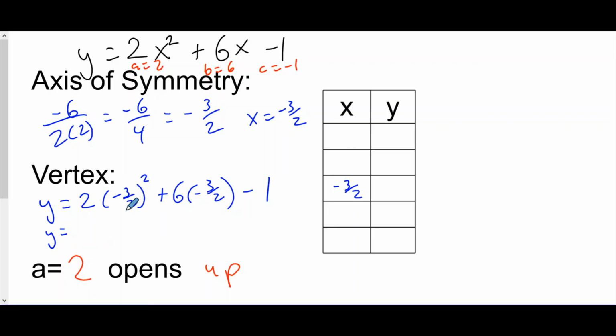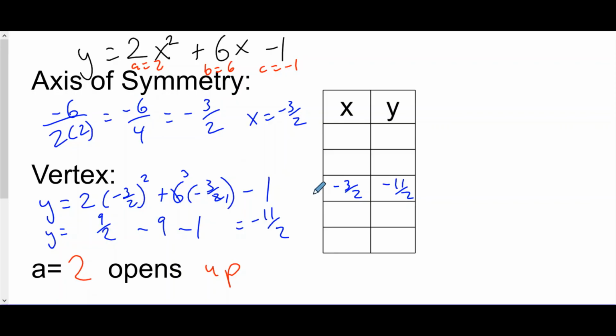So 9/4 times 2 is going to be the same as 9/2. I can cancel a factor of 2. 6 times -3/2, I can cancel the 2. And then I have 3 times -3, which is -9, minus 1. So that's going to be 9/2 minus 10, which is -11/2.